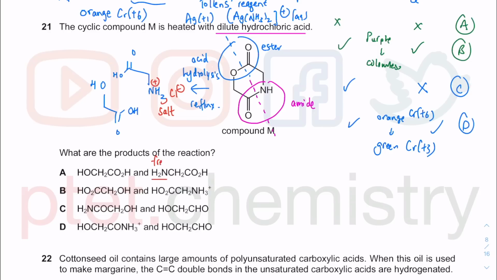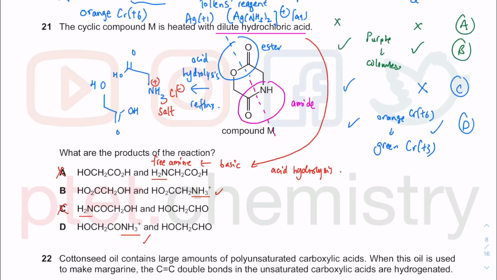This is free amine, and free amines are basic. You have lone pairs on the nitrogen, and this is under acid hydrolysis. So we do get the salt. And here is free amine again. So A and C are out. And we just need to look at the correct product here.